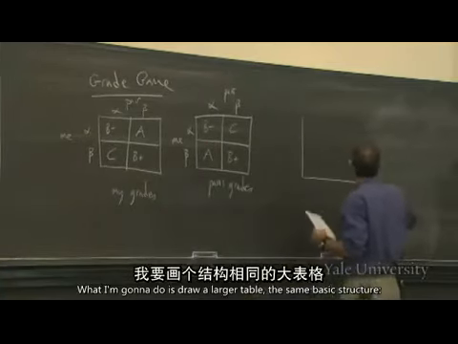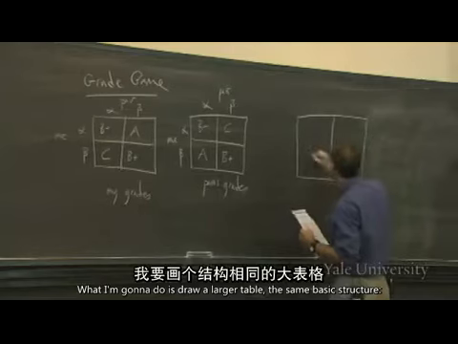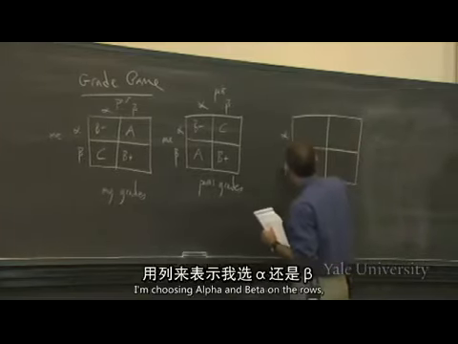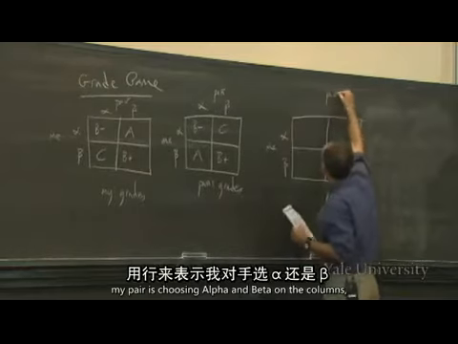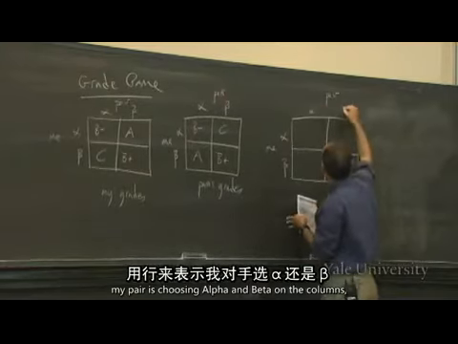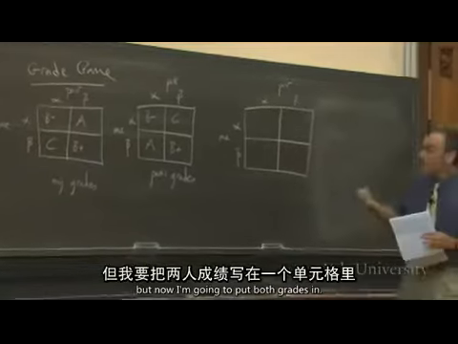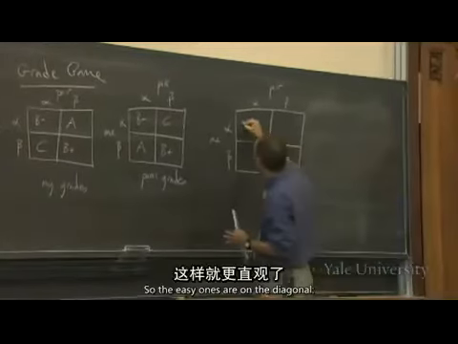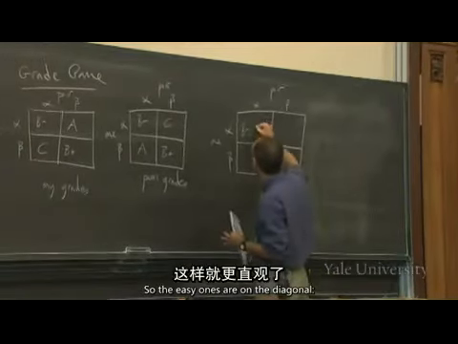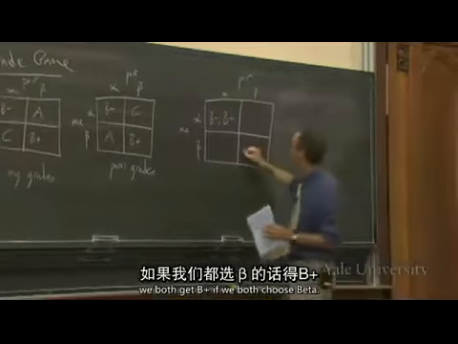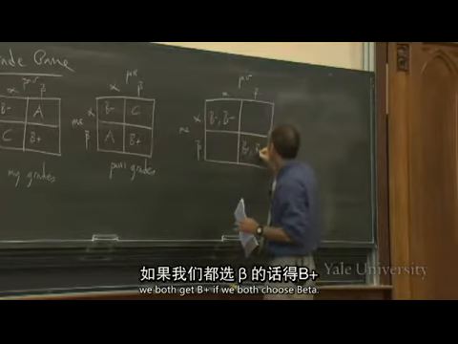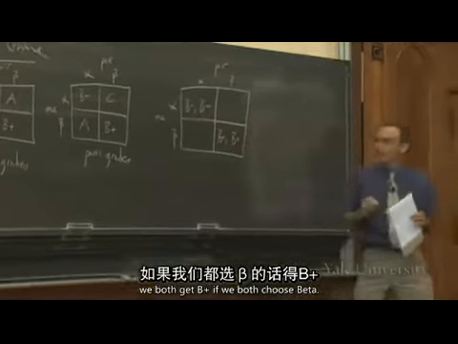What I'm going to do is draw a larger table, the same basic structure. I'm choosing alpha and beta on the rows. My pair is choosing alpha and beta on the columns. But now I'm going to put both grades in. So the easy ones are on the diagonal. We both get B minus if we both choose alpha. We both get B plus if we both choose beta.